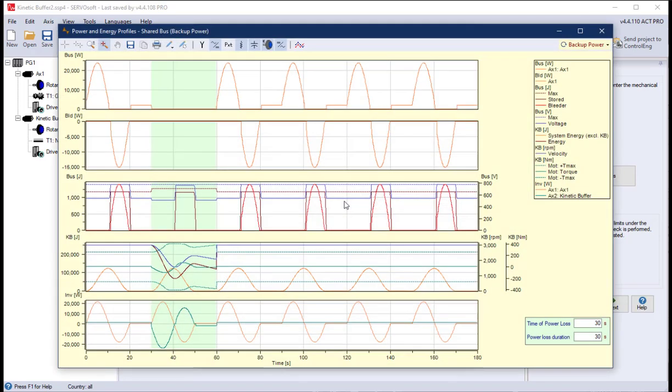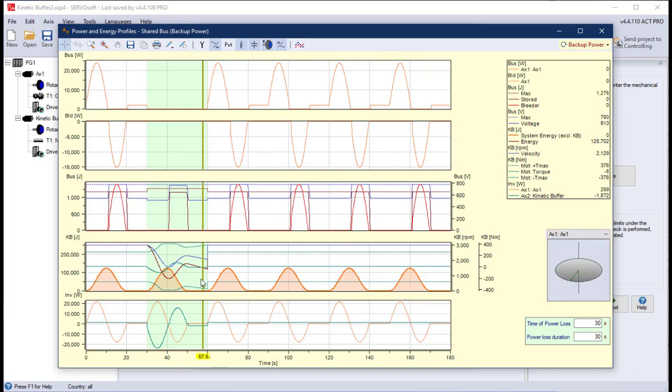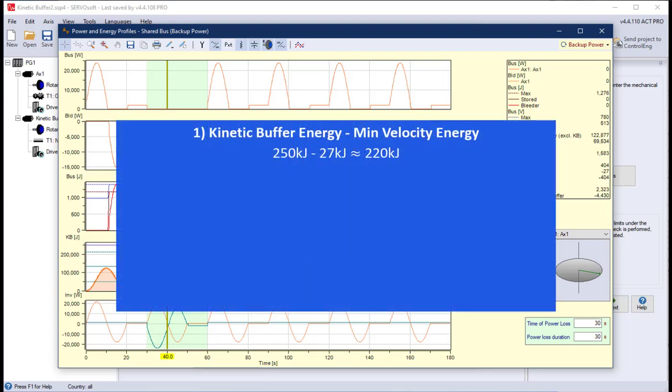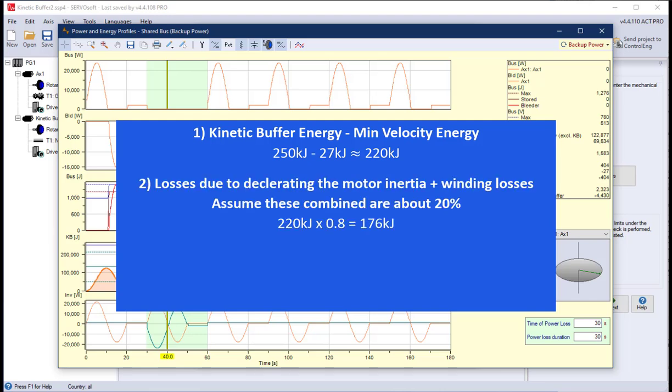Now let's break it down. The kinetic buffer has almost 250 kilojoules stored and the application need is 123 kilojoules. Why the large difference? First, subtract the minimum velocity energy at 1000 RPM, which is 27 kilojoules, leaving around 220 kilojoules net. Then consider the energy required to decelerate the motor inertia. Then add the motor winding losses and the inverter losses. These three are about 20%, which gets us down from 220 times 0.8, which is equal to 176 kilojoules.